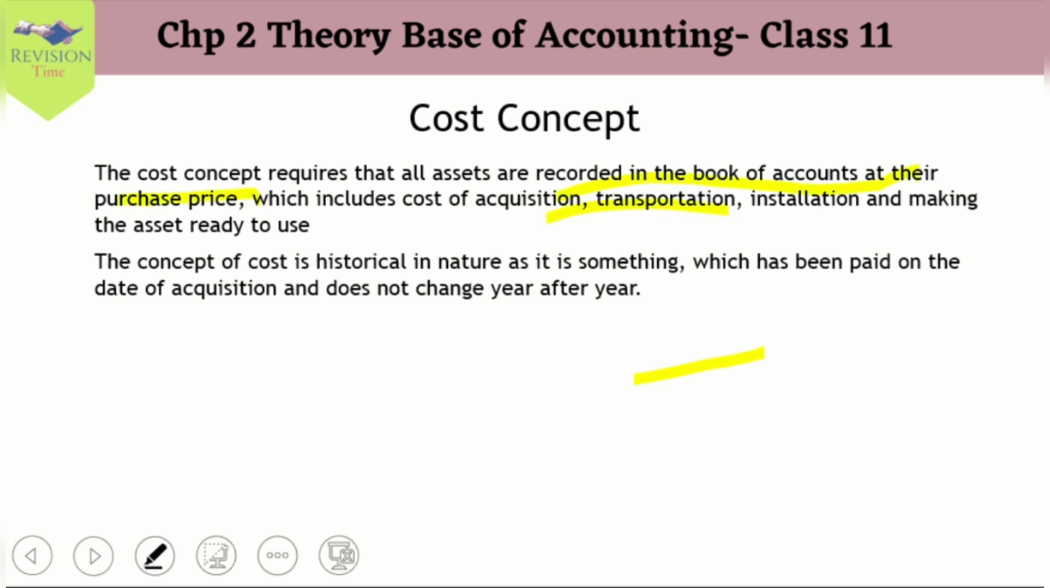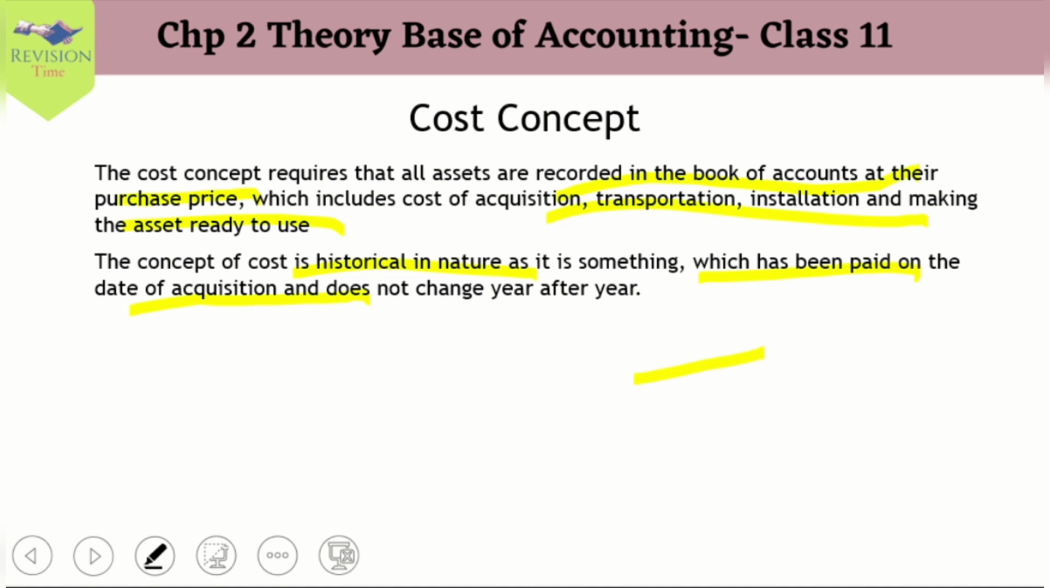including purchase price, transportation, installation, until that asset is ready to use. Whatever cost is incurred, all such costs are to be recorded. Here it means that this is historical in nature: what has been paid on the date of acquisition is recorded, and we don't change it year after year.